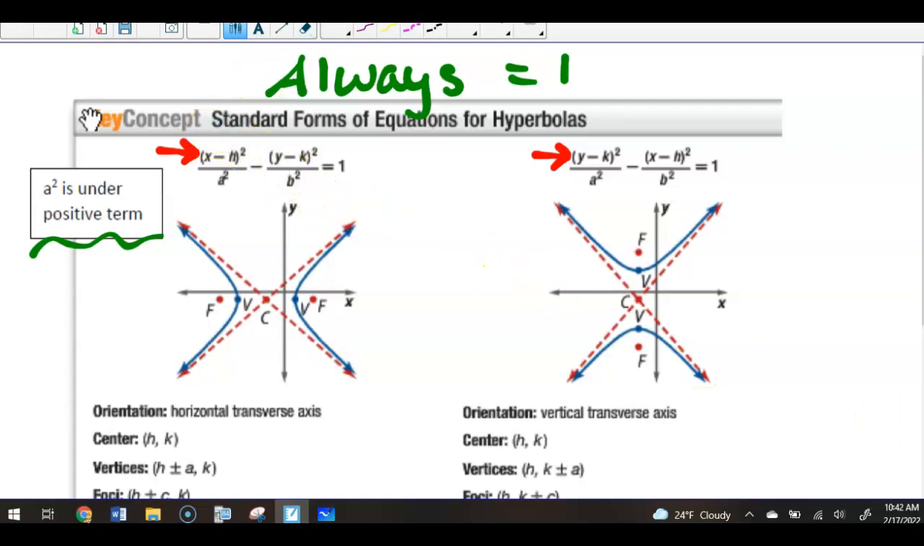So remember the difference. In an ellipse, there was a plus in here, okay? And in a hyperbola, there's a minus. So when you see the minus, you need to think hyperbola. And you also need to remember this, which is different from an ellipse. Remember, a squared is always the one underneath the positive term in front of the minus sign when it is a hyperbola. When it's an ellipse, a squared was the bigger one, but that's not true for a hyperbola.